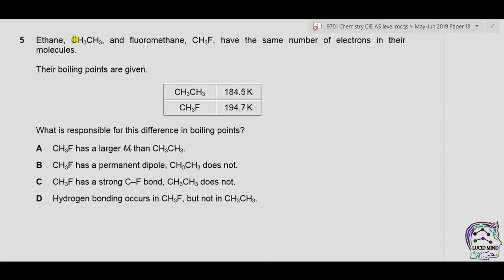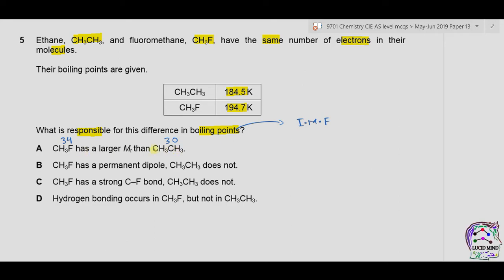Question 5. Ethane CH3CH3 and fluoromethane CH3F have the same number of electrons in their molecules. Their boiling points are given. The boiling point of CH3CH3 is less than CH3F. What is responsible for this difference in boiling points? Now we know that boiling point is always dependent on strong intermolecular forces of attraction. A. CH3F has a larger Mr than CH3CH3. The molecular mass of CH3F equals 34 while that of CH3CH3 equals 30. As we can see that the molecular mass of CH3F is greater than CH3CH3, so this statement is true.